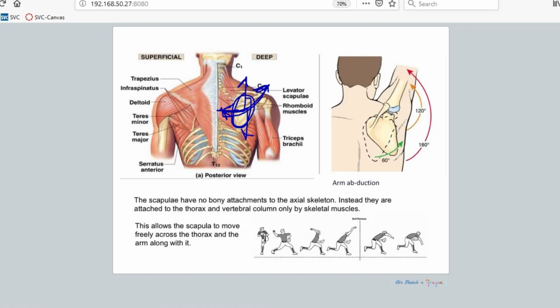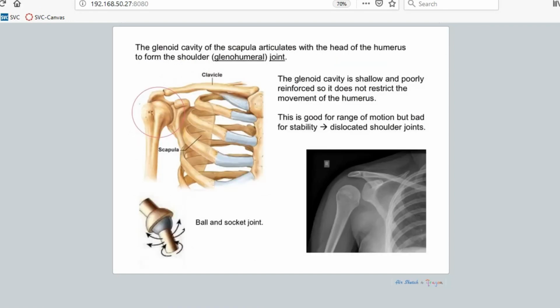So why is that important? Well, it allows a wide range of movement here. Okay, you can move the scapula in all sorts of different directions, and it allows for a lot of complex movements in a wide range of motion. Okay. All right, and then there is the glenoid cavity in the scapula.